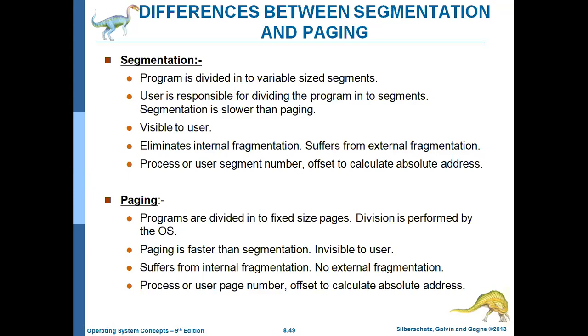Here you will come across an extension of paging. What are the differences now? Segmentation says that a program is divided into variable size segments, whereas in paging programs are divided into fixed size pages. The division in paging is performed by the OS, whereas in segmentation the user is responsible for dividing the program into segments. That's why segmentation is slower than paging, whereas paging is faster than segmentation.